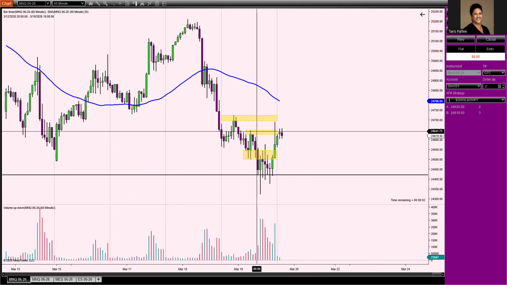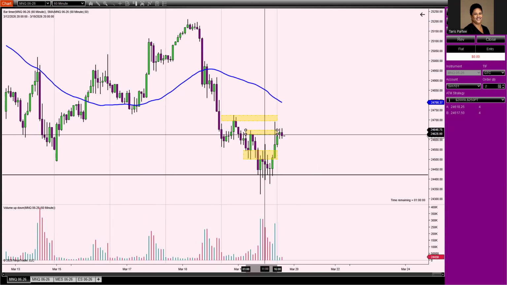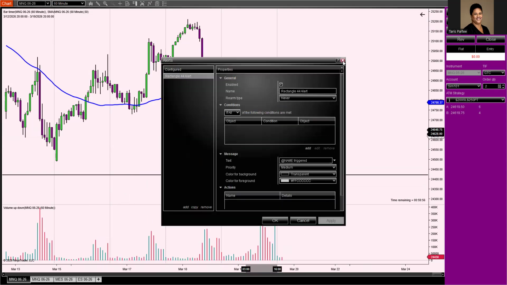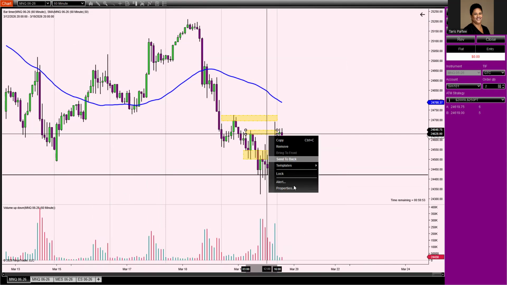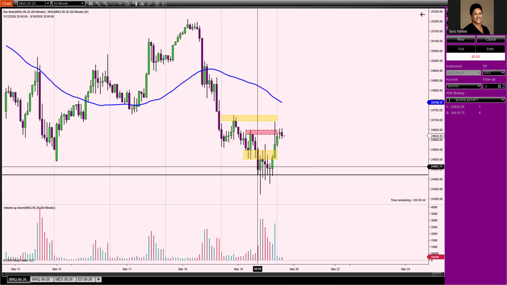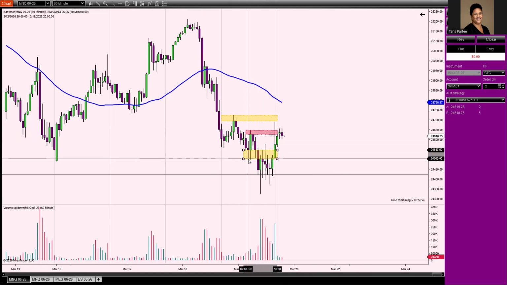I also noticed this zone right here. This is where the sellers were hanging out. So let's go ahead and put that in there, color code that so that you can know where the sellers are. And that's really all that I have for that morning before the market starts.